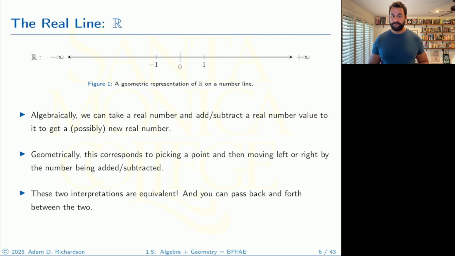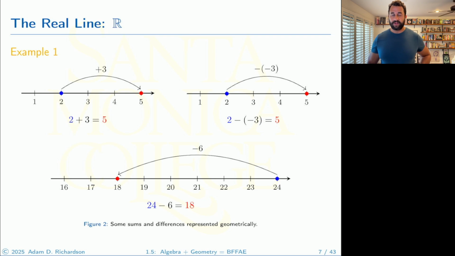Now algebraically, we can add and subtract and multiply real numbers. And this has a geometric interpretation that you can witness on the real line. When you're adding two real numbers, you get a different real number, possibly the same number if you add zero. Geometrically, this corresponds to picking a point and then moving left or right depending on the sign of what you're adding. The two interpretations are equivalent. So when you're doing this arithmetic, think about what's going on geometrically as well, like we're going to see right here. So let's look at 2 plus 3 for a second.